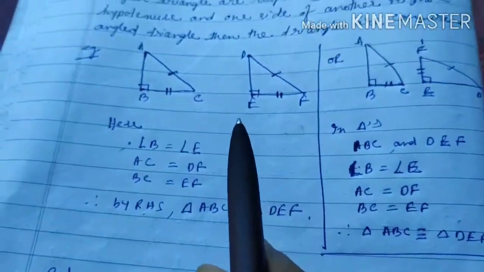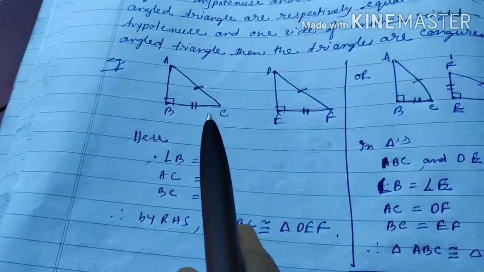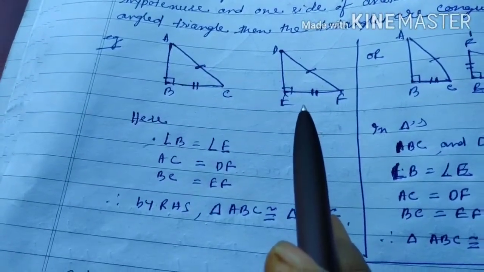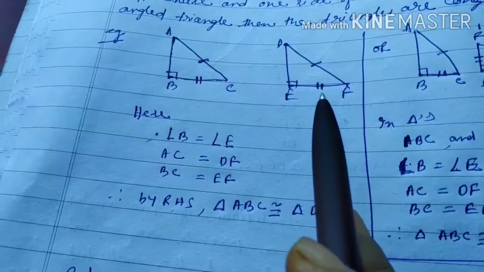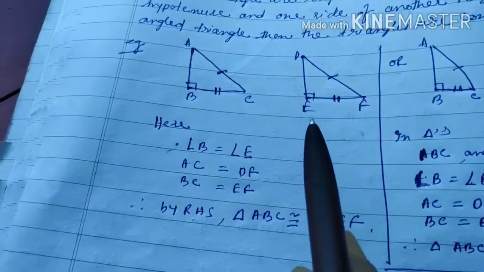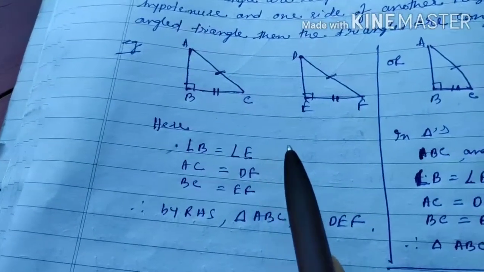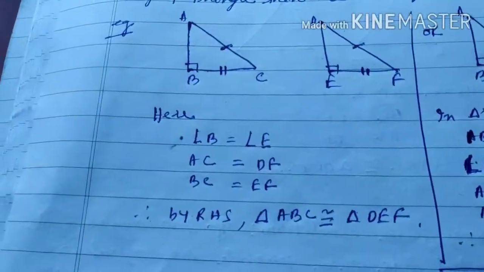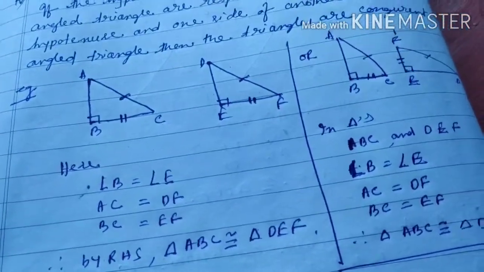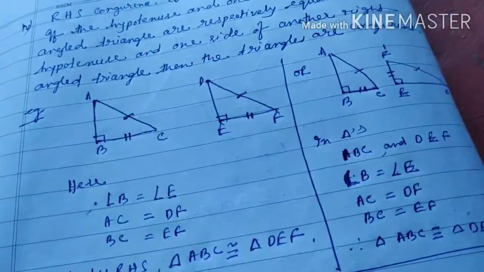RHS says that if the hypotenuse and a side of a right triangle are equal to the hypotenuse and the corresponding side of another right triangle, then the two triangles are said to be congruent according to RHS. So if these conditions are satisfied, the triangles are congruent.